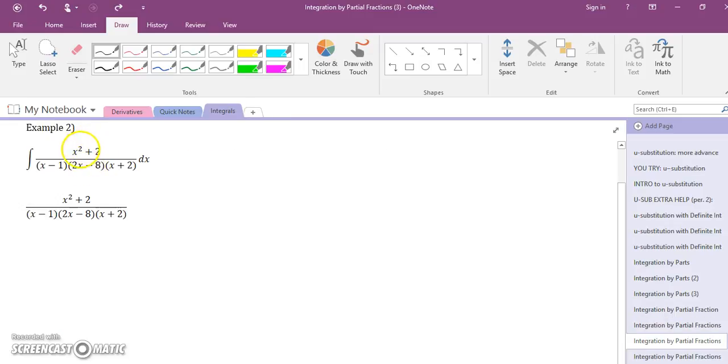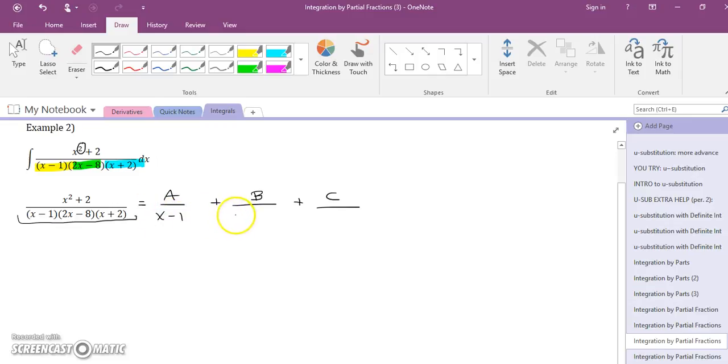For the next example, you're going to notice that the degree here is 2. Before you start freaking out thinking that this isn't going to work, notice that if you were to FOIL down here, your degree would be 3. As long as the degree on the bottom is bigger than the degree on top, the method we're using is going to work out fine. Now, notice here we have 3 linear factors. So I'm going to need to know what 3 fractions I added together and what 3 constants, one for each fraction, were used in order to end up with this common denominator expression.